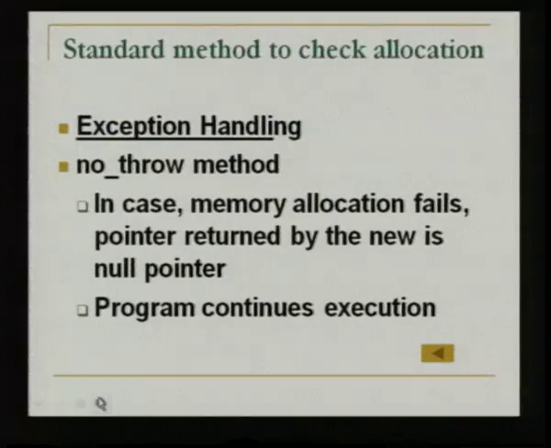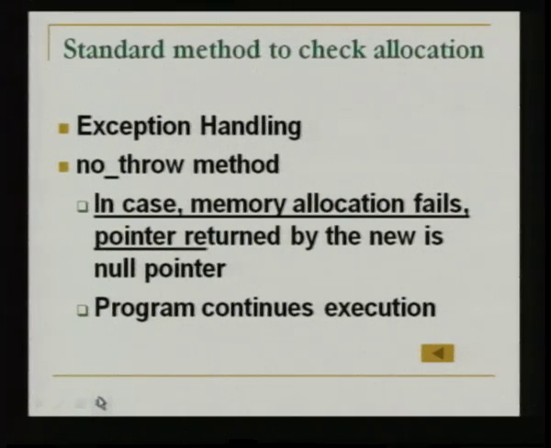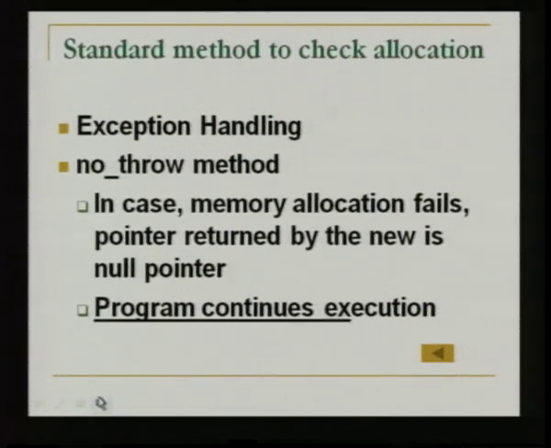So, what happens if new does not succeed? One is the concept of exception handling, which is a separate concept in C++, which we will be seeing later. The other is called the no throw method. In the no throw method, if the memory allocation fails, the pointer returned by new is a null pointer, and the program will just continue its execution. It will not affect the proceeding of the program in any way.